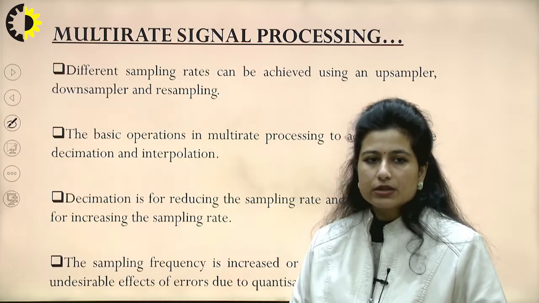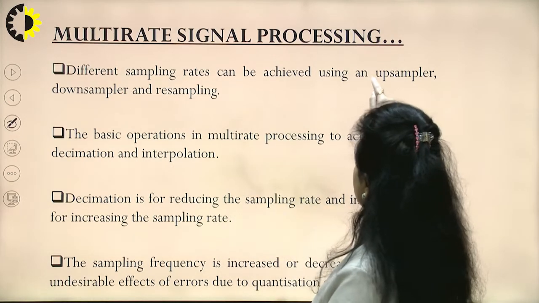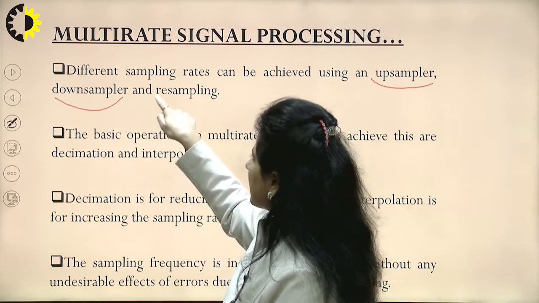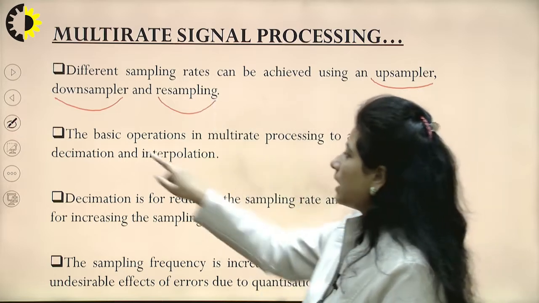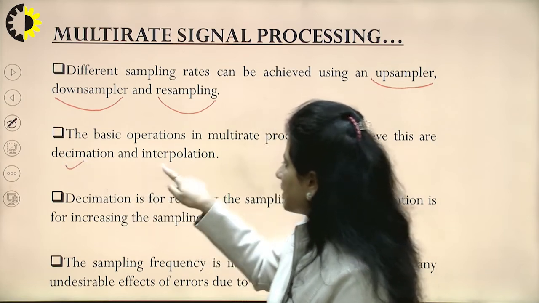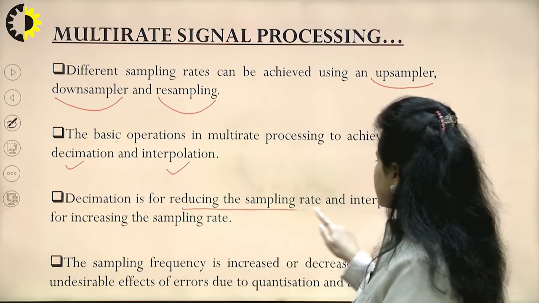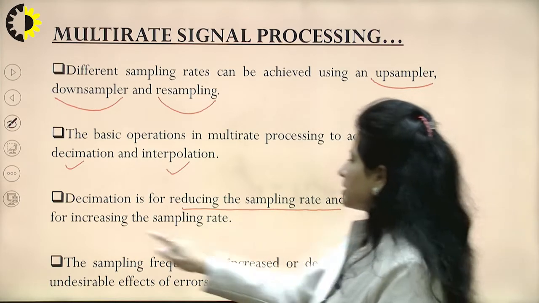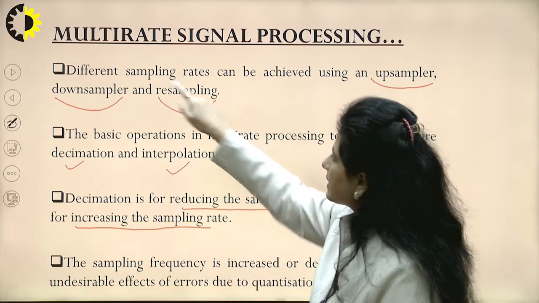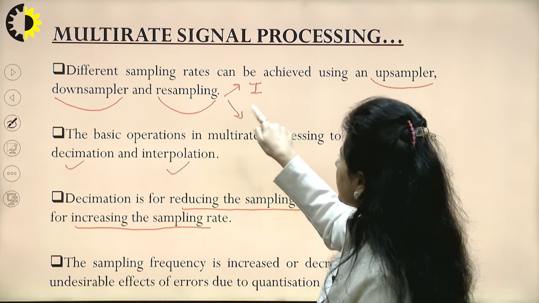We look at both advantages one after another. A different sampling rate can be achieved using three techniques: upsampling, downsampling and resampling. The basic operations that we are going to perform here are basically decimation and interpolation. Decimation is for reducing the sampling rate and interpolation is for increasing the sampling rate. And resampling is a combination of interpolation and decimation both.